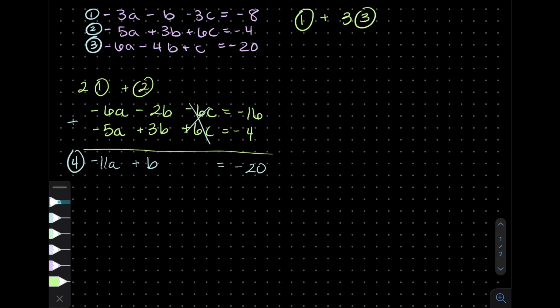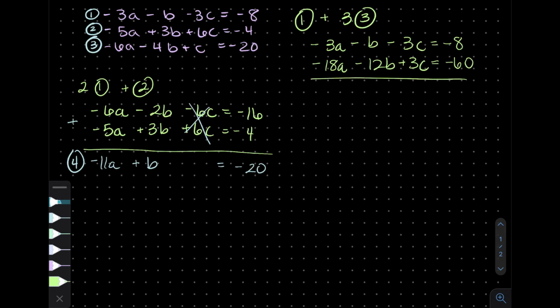I could be wrong. So I'll take equation 1: -3a minus b minus 3c equals -8. Then 3 times equation 3: 3 times -6 is -18a, -12b plus 3c is going to equal -60. When I add straight down here, -3 minus 18 is -21a, -b minus 12b is going to be -13b. Our zero pair did what we wanted it to do and it canceled. And then -8 plus -60 is -68.